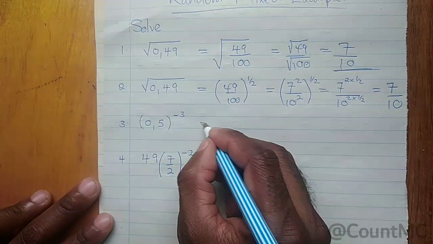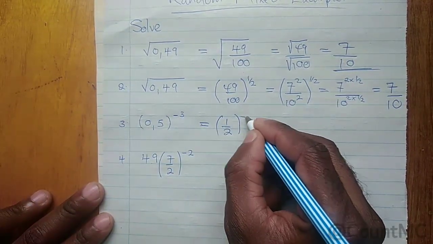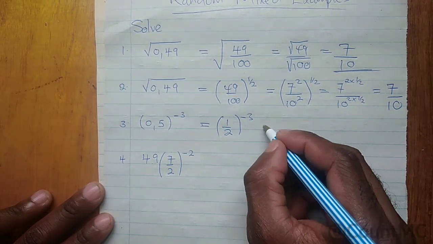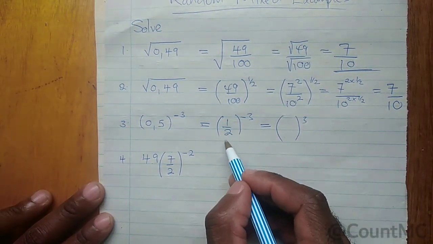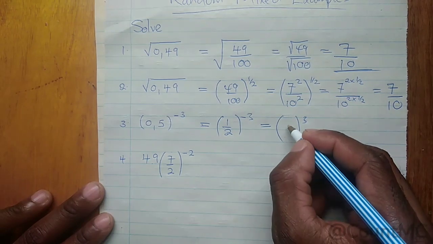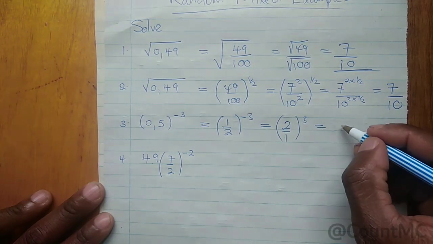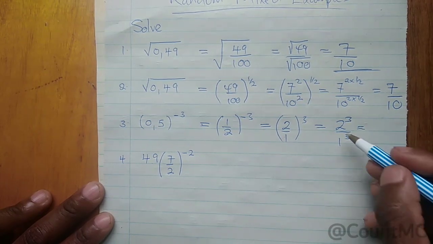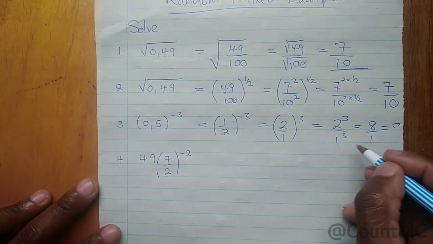Now, this is a half. So what do we do? If we remove this, we invert. So we have removed, so let's invert, and you are getting 2 over 1. Let's apply the 3 inside. This will be 2 to the power 3 divided by 1 to the power 3. 2 to the power 3 is 8. 1 to the power 3 is 1. So your final answer is just 8.